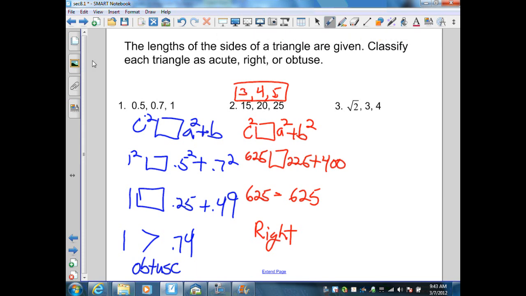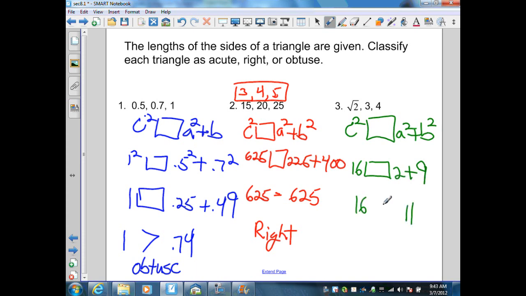And on my last example, I'm going to again use c squared and compare that to a squared plus b squared. Here my longest segment is 4. Therefore, that's going to give me 16 compared to a squared, which is the square root of 2 squared, which is the square root of 2 times the square root of 2, which is the square root of 4. Square root of 4 is 2, plus 3 squared, which is 9. I know I have 16, and 2 plus 9 is 11, and 16 is greater than 11. Therefore, I know that this must be obtuse.